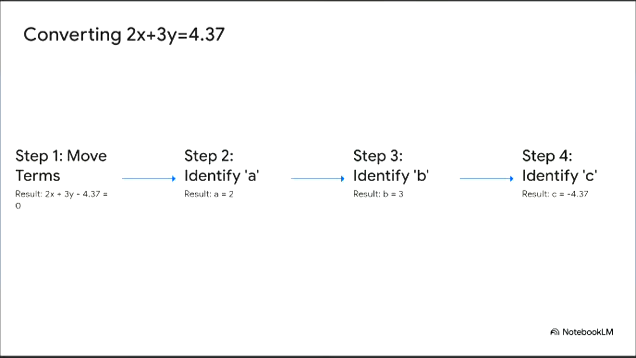All right, let's actually put that definition to work. Take this equation. To get it into that neat ax plus by plus c equals 0 format, all we have to do is shuffle that 4.37 over to the other side. And look at that. Now we can see it plain as day. a is 2, b is 3, and c is, be careful here, negative 4.37. See? It's really that simple.